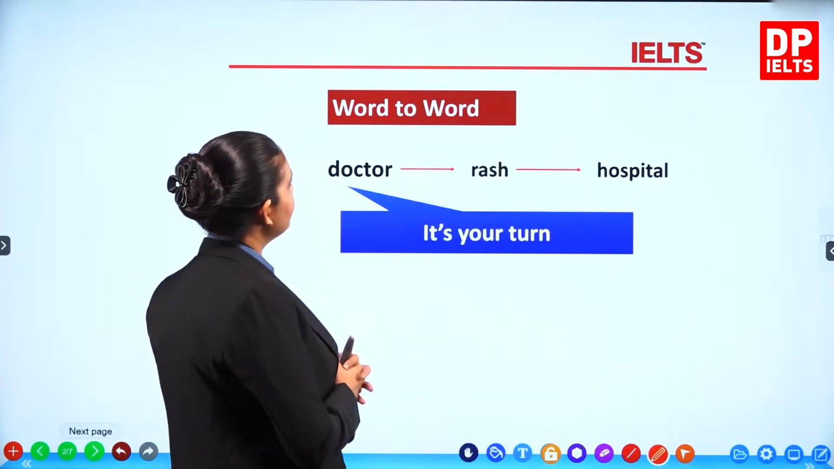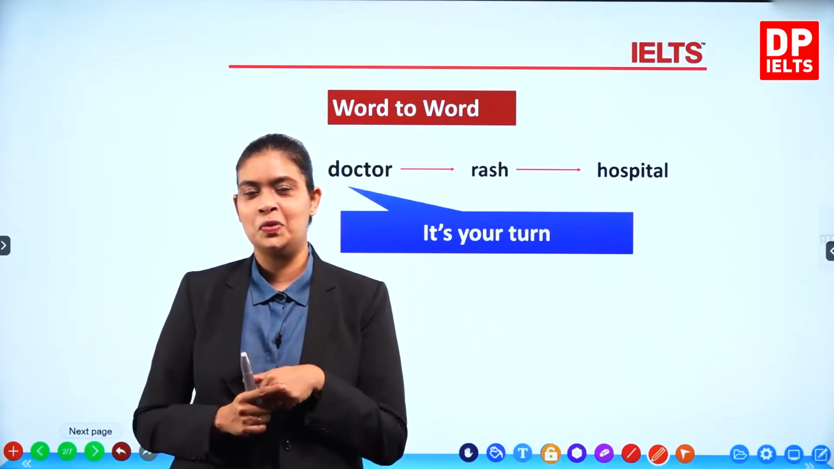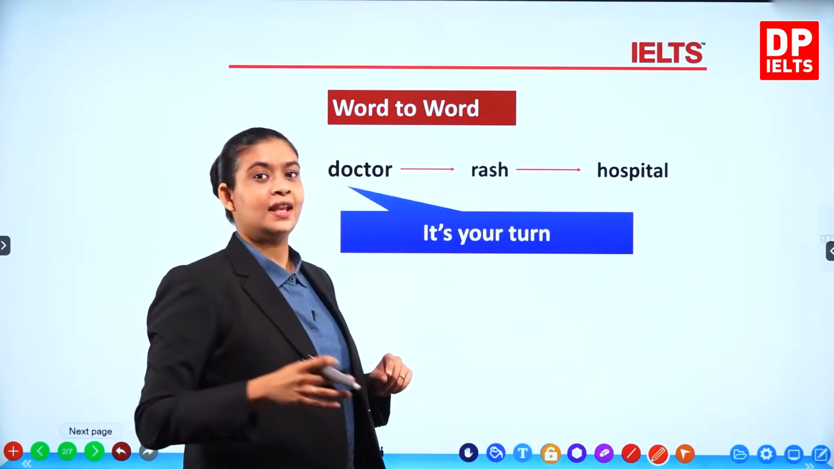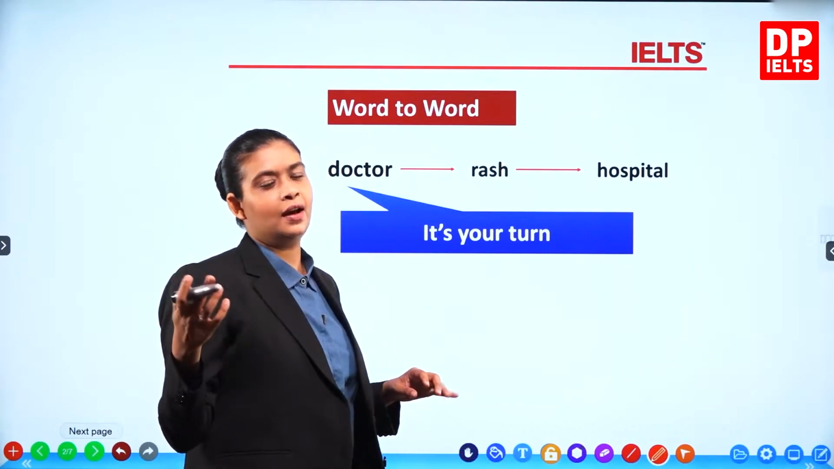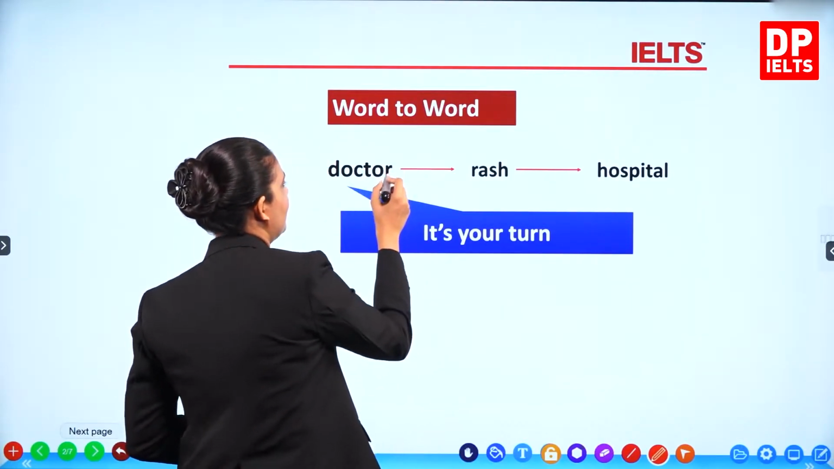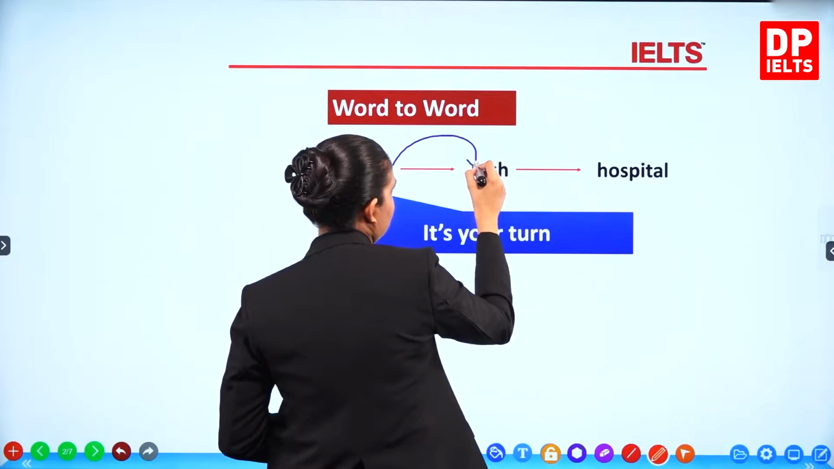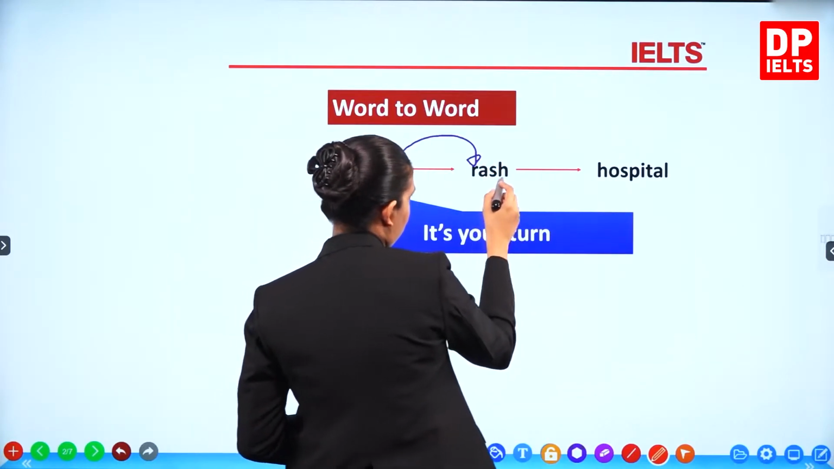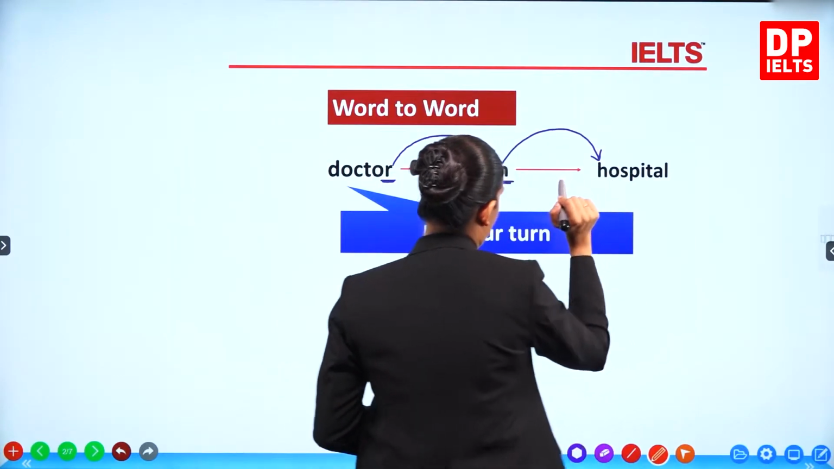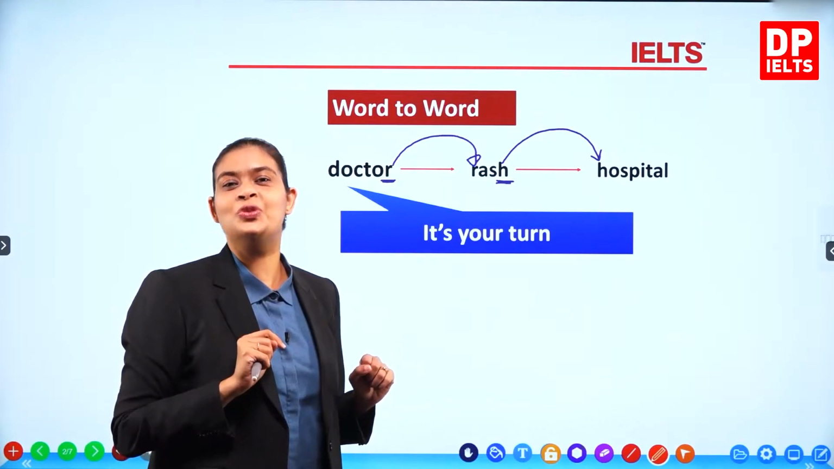Right, so let us have a look at this. Word to word. What do you mean by word to word? It means I start off writing a word that is associated with the topic at the doctor. So my first word is doctor. So my last letter is R. So my starting word starts with R. I finish with H. So I start the next word with H. Right? So what word means that? And that's what I want you to try now.